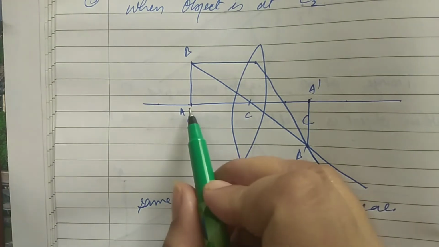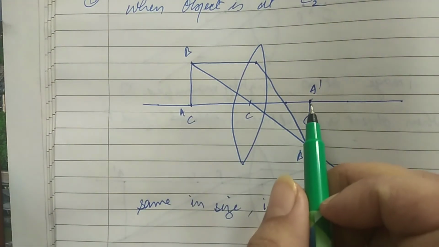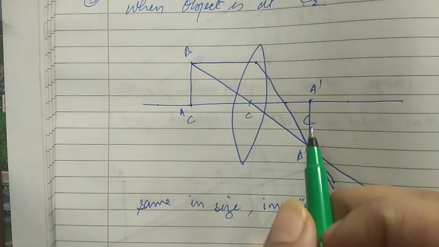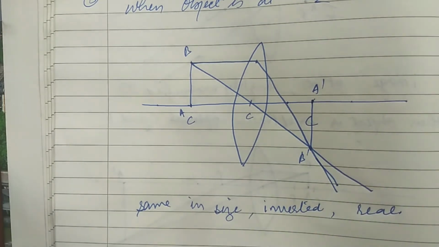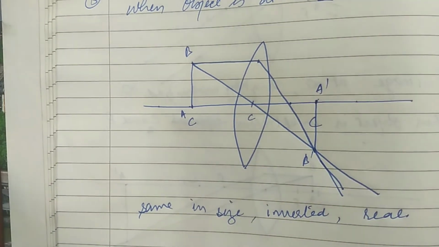So when the object is at C, image would be formed at C on the other side of the lens, and the size of the image would be same as that of the object.